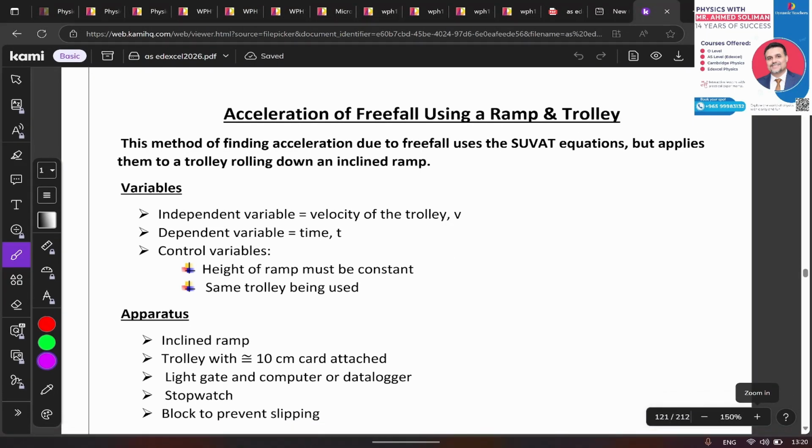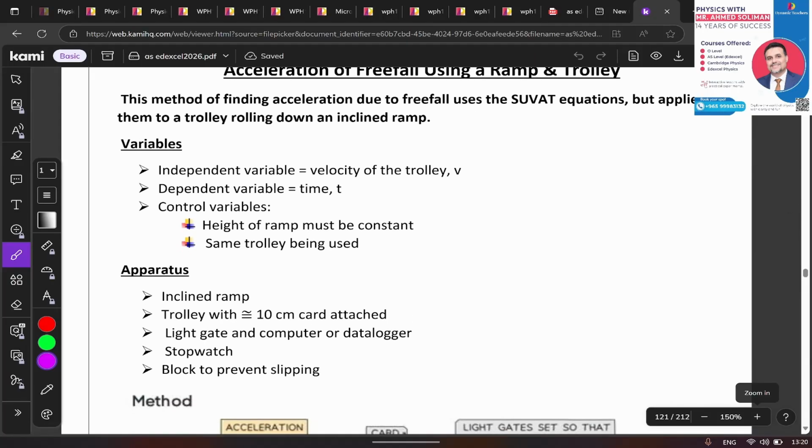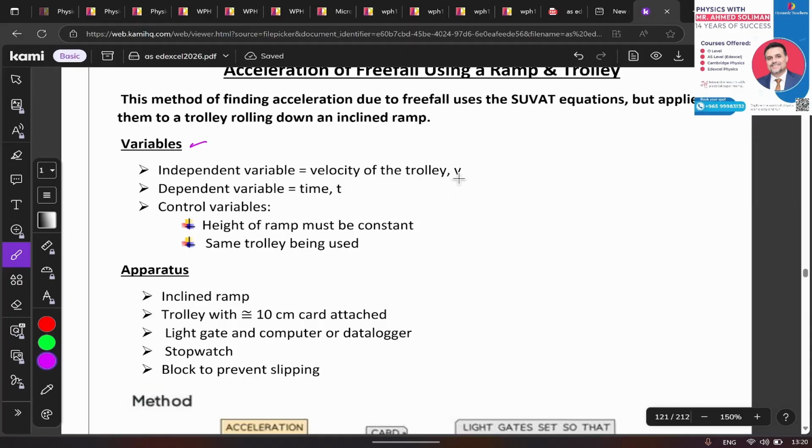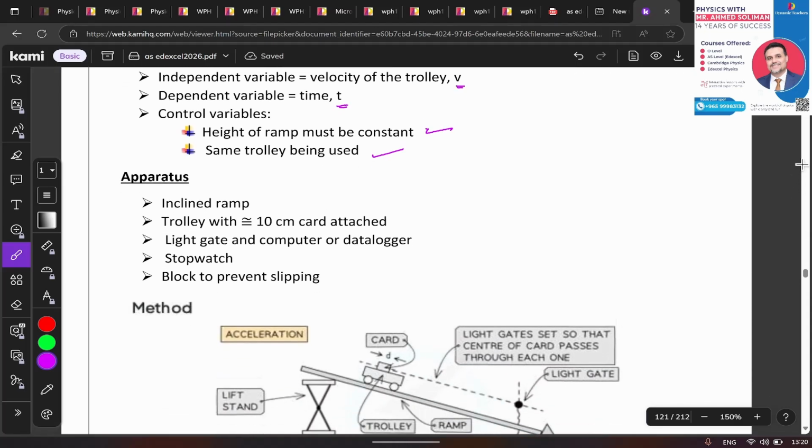So now, as I said, if we want to measure the acceleration of free fall using a ramp and trolley, we have to know what the variables are. Independent variable: we said the independent variable is what? It is the velocity, final velocity. Dependent variable is time. Controlled variables would be the same height and same trolley being used.